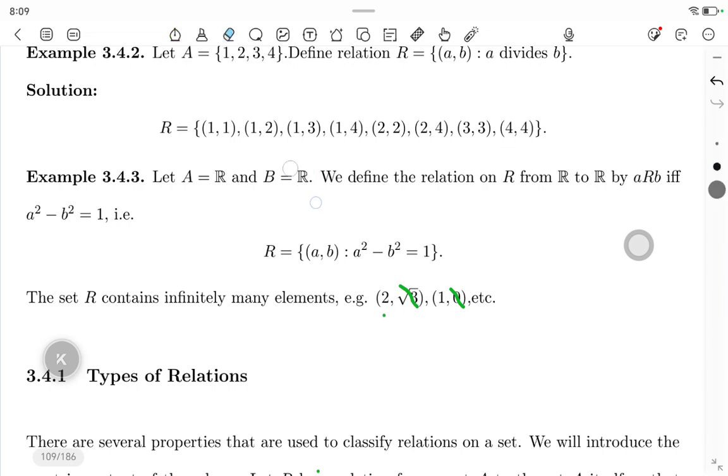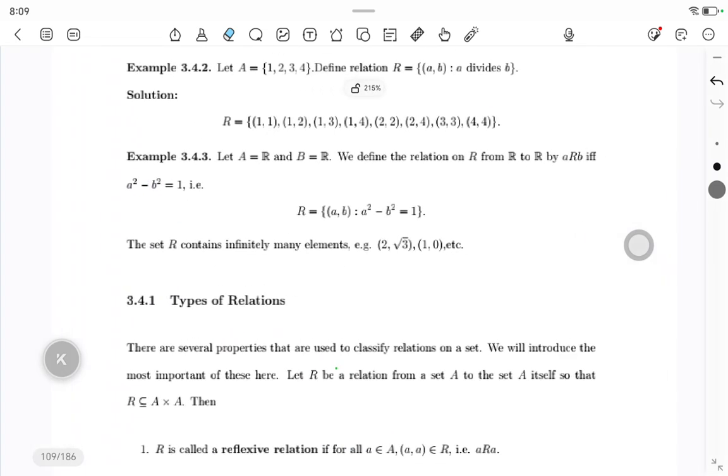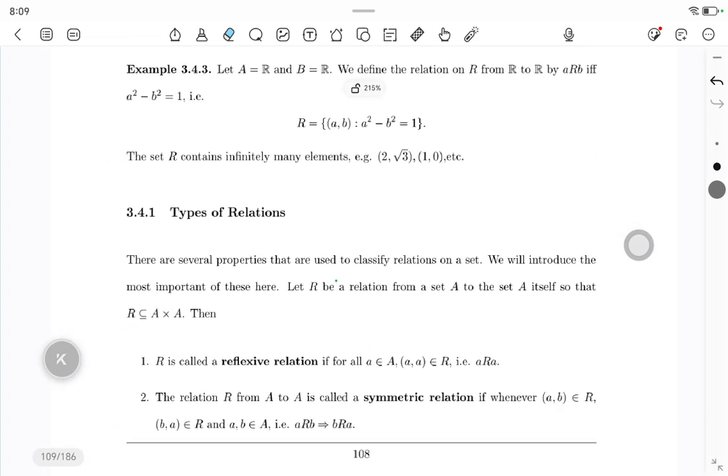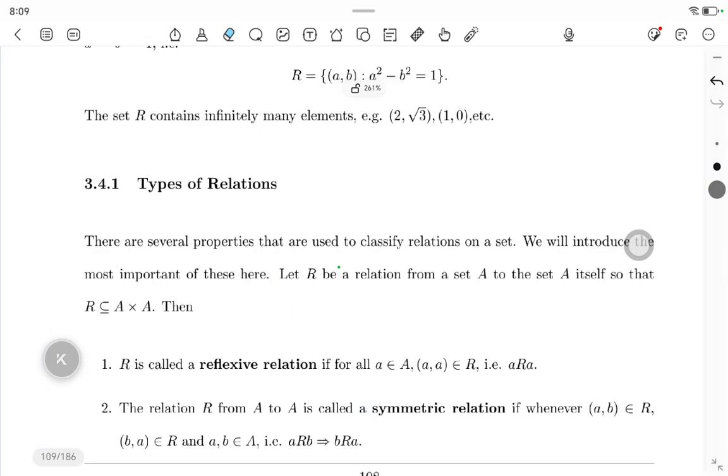So now, if we look at the types of relations, remember we have 4 types of relations. We have a reflexive relation, we have a symmetric relation, we have antisymmetric, and we have transitive, right? So we know that with the reflexive relation, we just need an element to be related to itself. So once an element is related to itself, we say that it is reflexive.